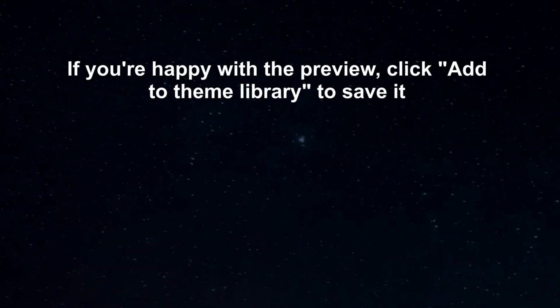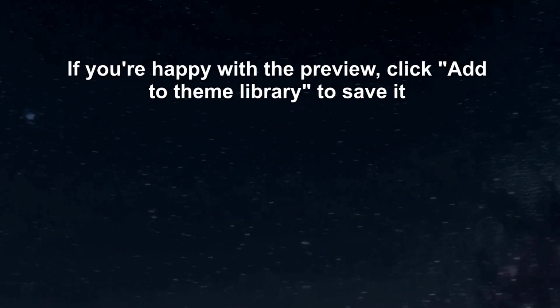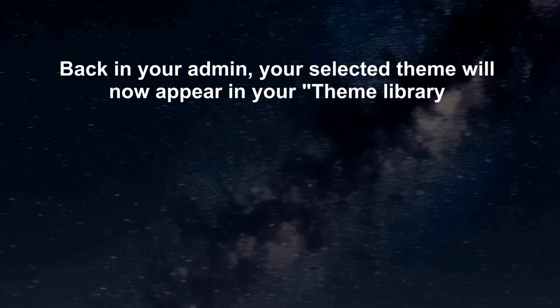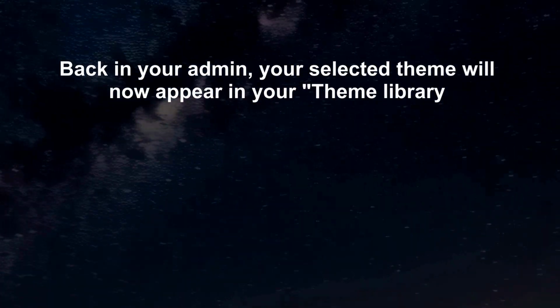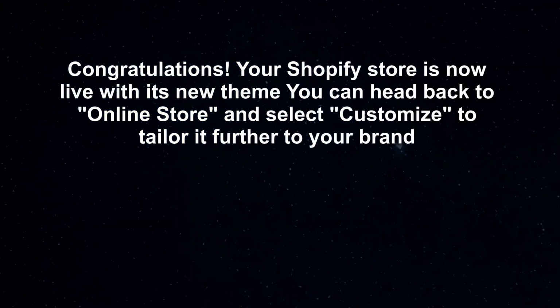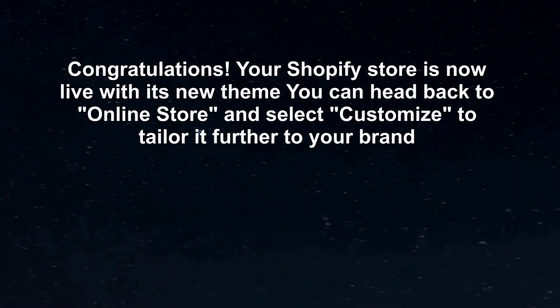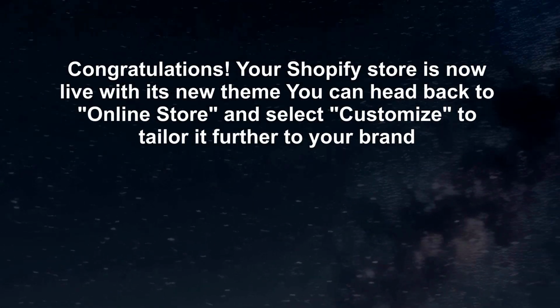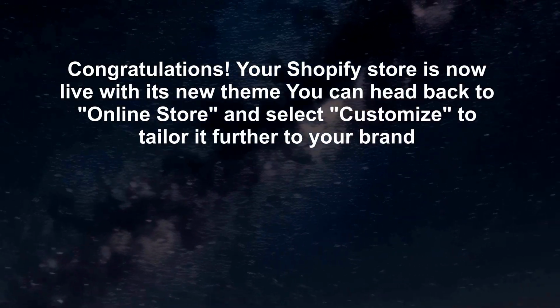If you're happy with the preview, click Add to Theme Library to save it. Back in your admin, your selected theme will now appear in your theme library. To make your new theme live, locate it in the library and click the Publish button. Congratulations! Your Shopify store is now live with its new theme. You can head back to Online Store and select Customize to tailor it further to your brand.